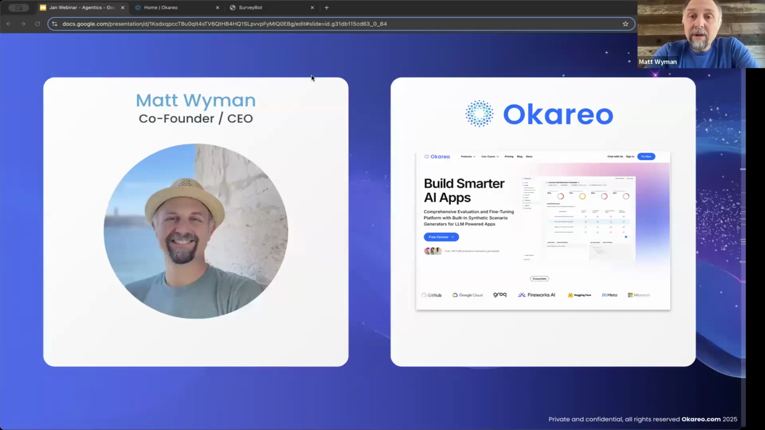If you're unfamiliar with Okareo, we are a developer tools platform focused on helping people build amazing applications that use AI and LLMs. So RAGs, agents, and so on. So of course, we're here today to talk primarily about agents.